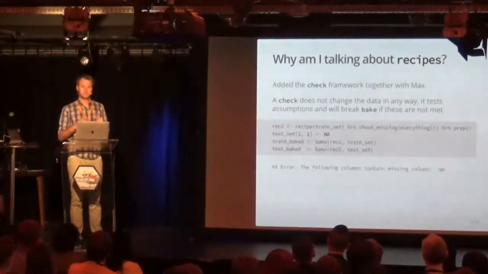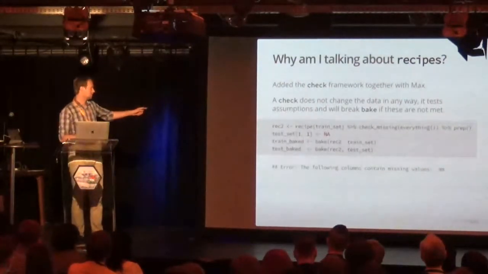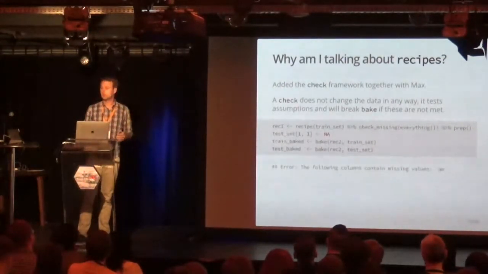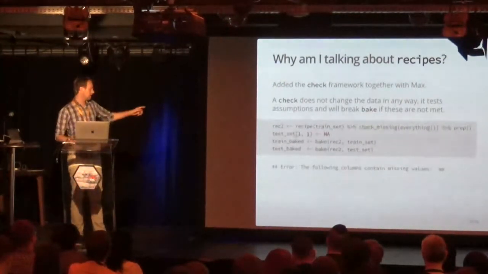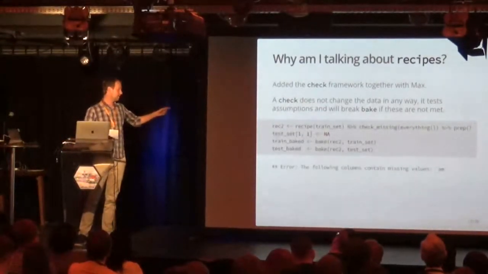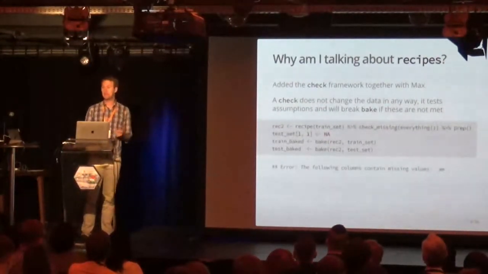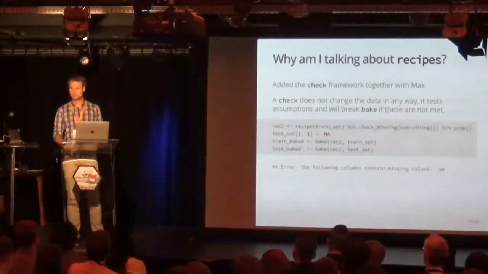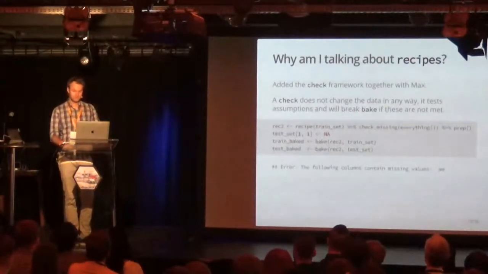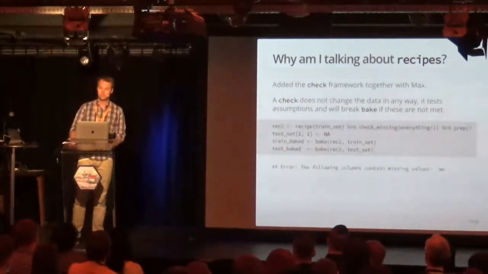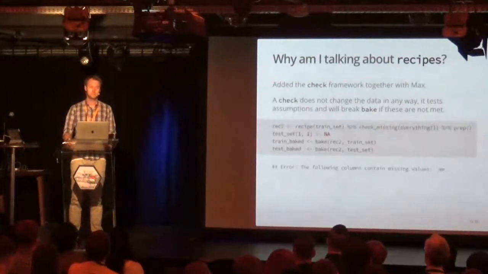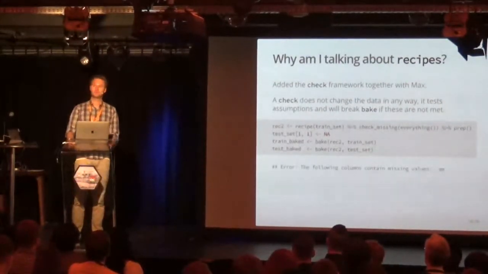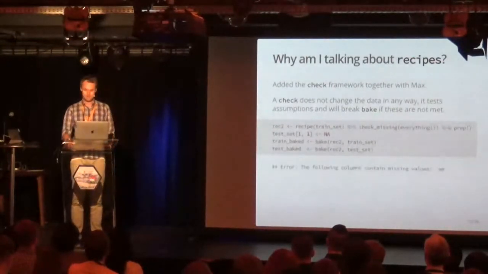But if the assertions are not met, for instance, in the little code snippet, I add the check missing, so that actually asserts that there are no missing values in a column. And if you feed a data frame to the baking step that actually has missing values, then it will break and say, oh, wait a minute, you asserted that there are no missing values in this column, but there are. So that's why I'm pretty suitable to give this talk, because I learned how to contribute to the package the hard way.